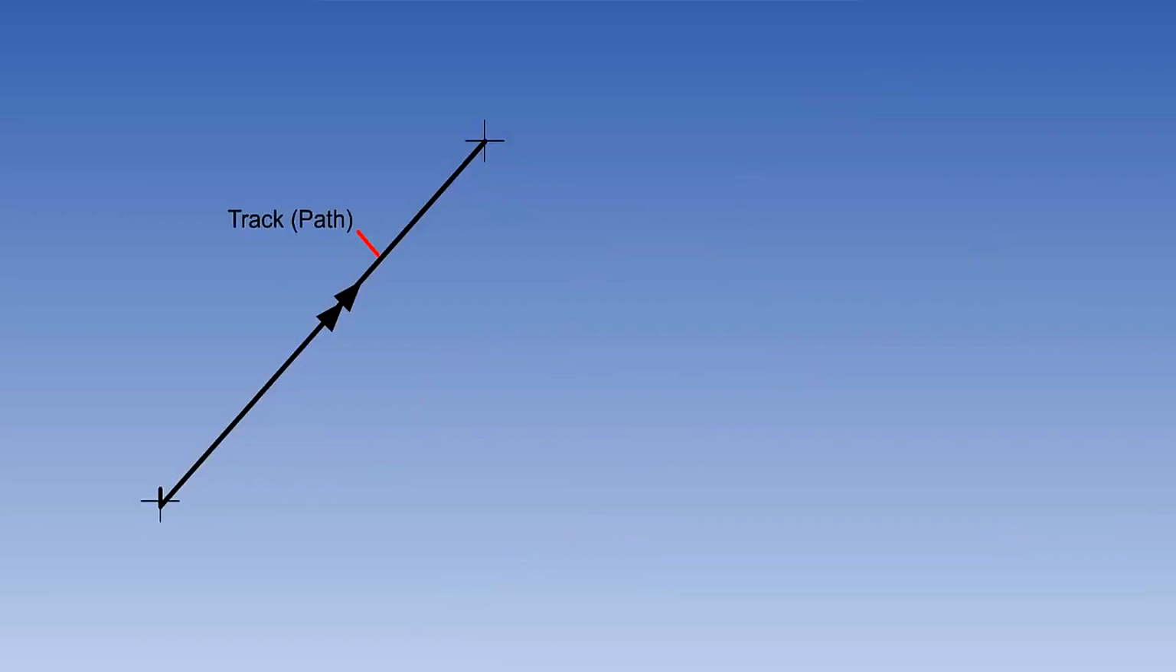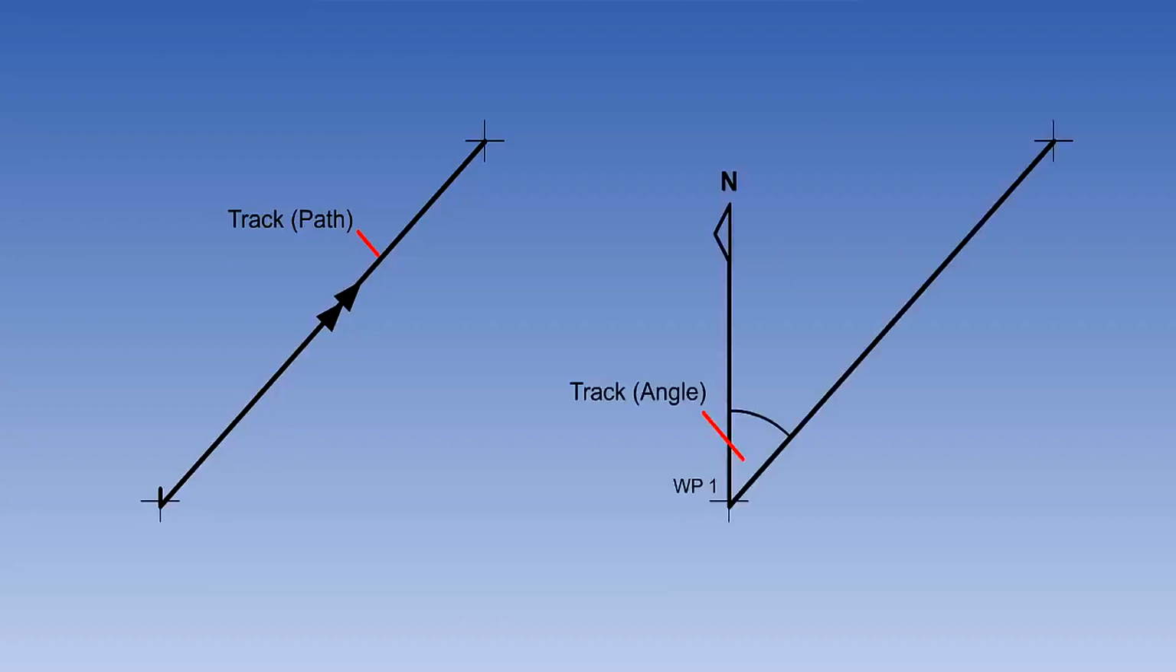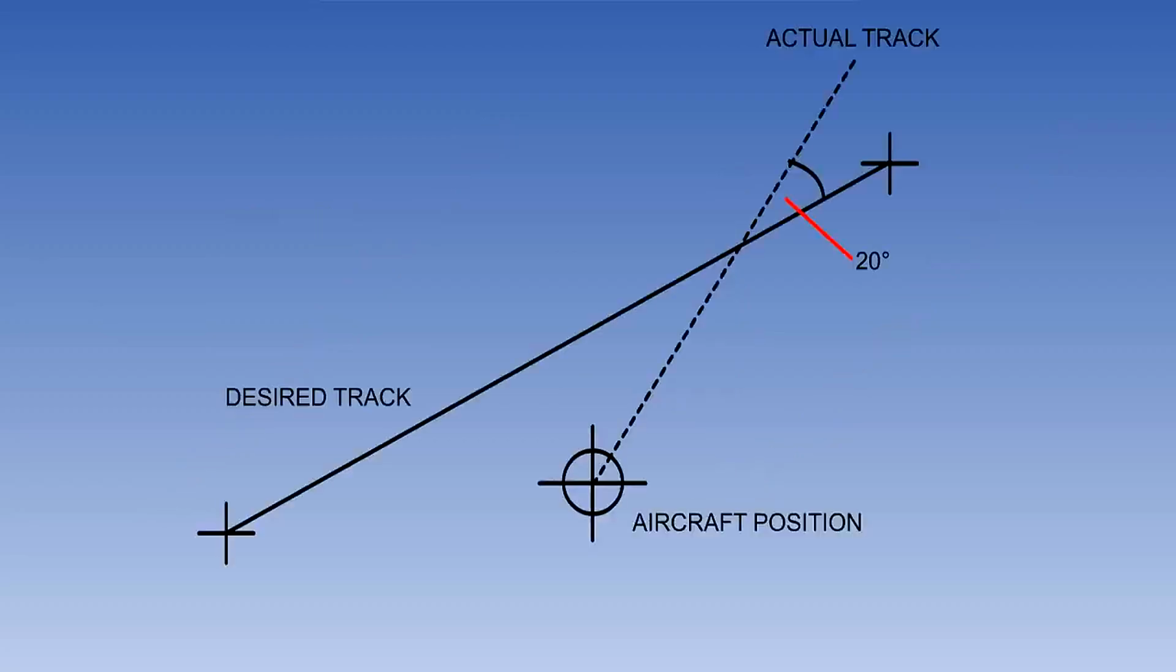However, the word track can have another meaning. As well as being the path of the aircraft over the ground, it can also mean the direction of that path. Strictly speaking, this should be called track angle, but most people refer to it as just track. So, track error angle is not about whether you are a distance left or right of the desired track path. It is the difference between the desired track angle and the track angle you are flying at the time. Your actual track angle is the combination of your heading and your drift.